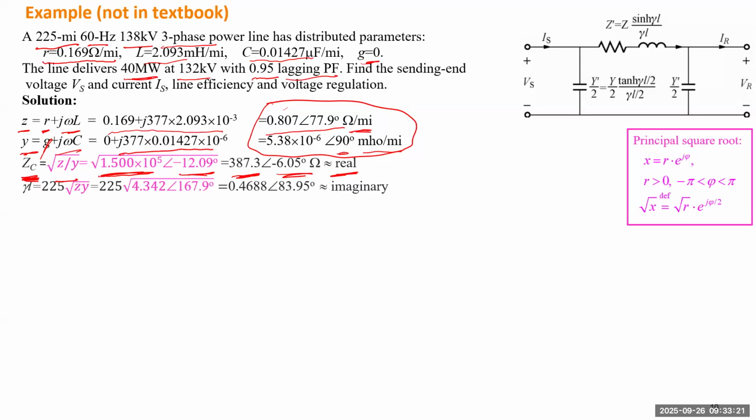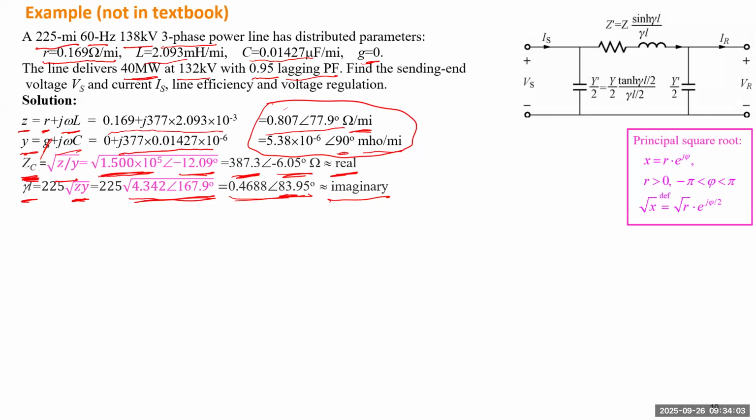Next, calculate gamma L. Gamma is defined to be the square root of Z times Y, and L is the distance, 225 miles. When you calculate this square root, also make sure to change it to the complex number polar form in the principal square root form, with angle between -180 and +180. Then you calculate the square root. This value has an angle very close to 90 degrees, so gamma L is roughly an imaginary number.